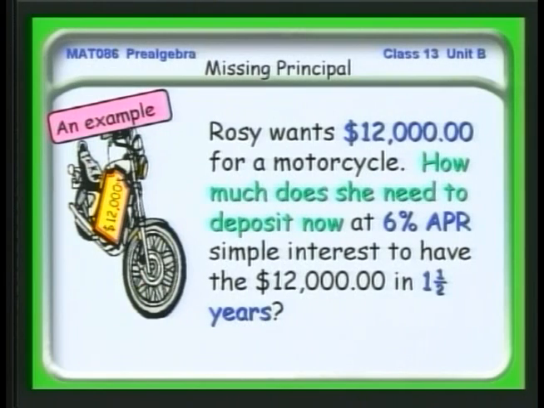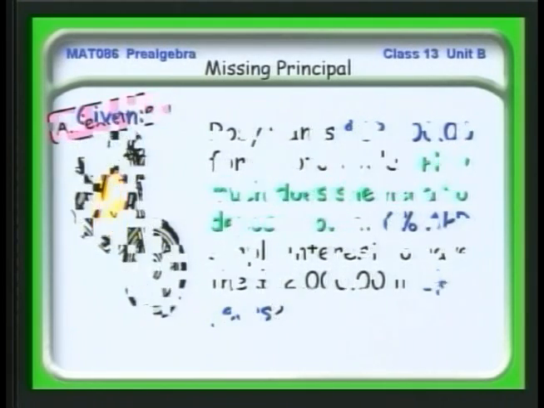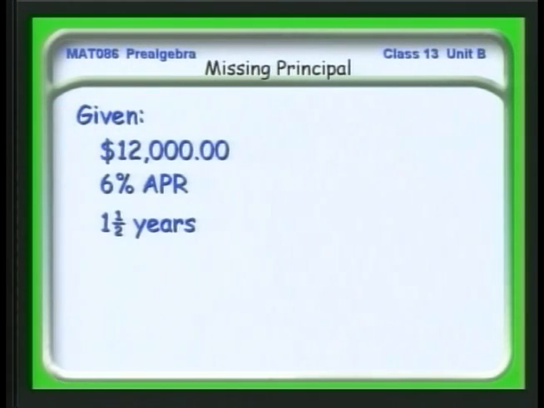Here's the information. She wants $12,000. That's the final balance. How much does she need to deposit at 6% interest for a year and a half? Let's summarize the information. We're given the final balance is $12,000. The rate of interest is 6%.